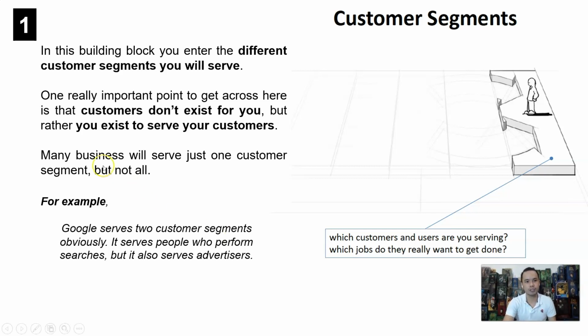Try to understand the word kat sini. One really important point to get across here is that customers don't exist for you, but rather you exist to serve your customer. Okay? Dan ada businesses sebenarnya dia ada satu customer saja. Ada businesses yang ada banyak. So look at these explanations here. Which customer and users are you serving? Which job that they really want to get it done.